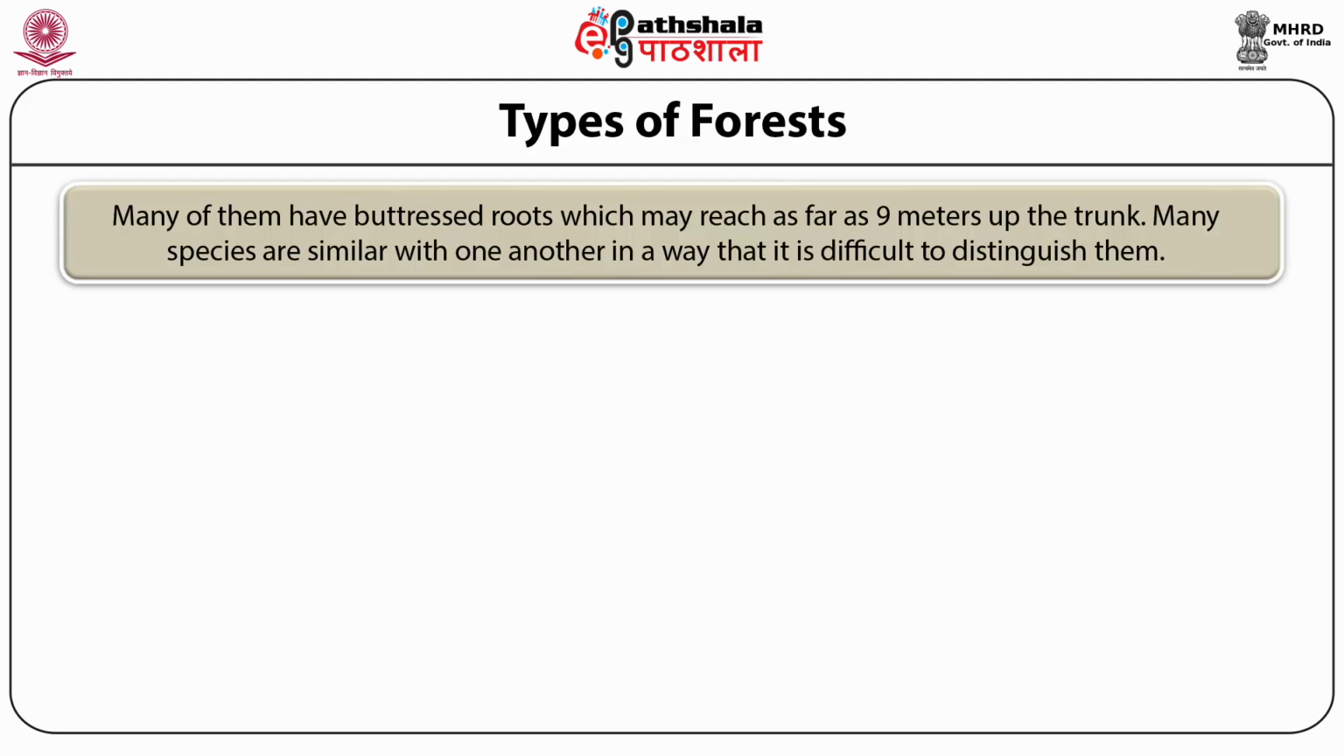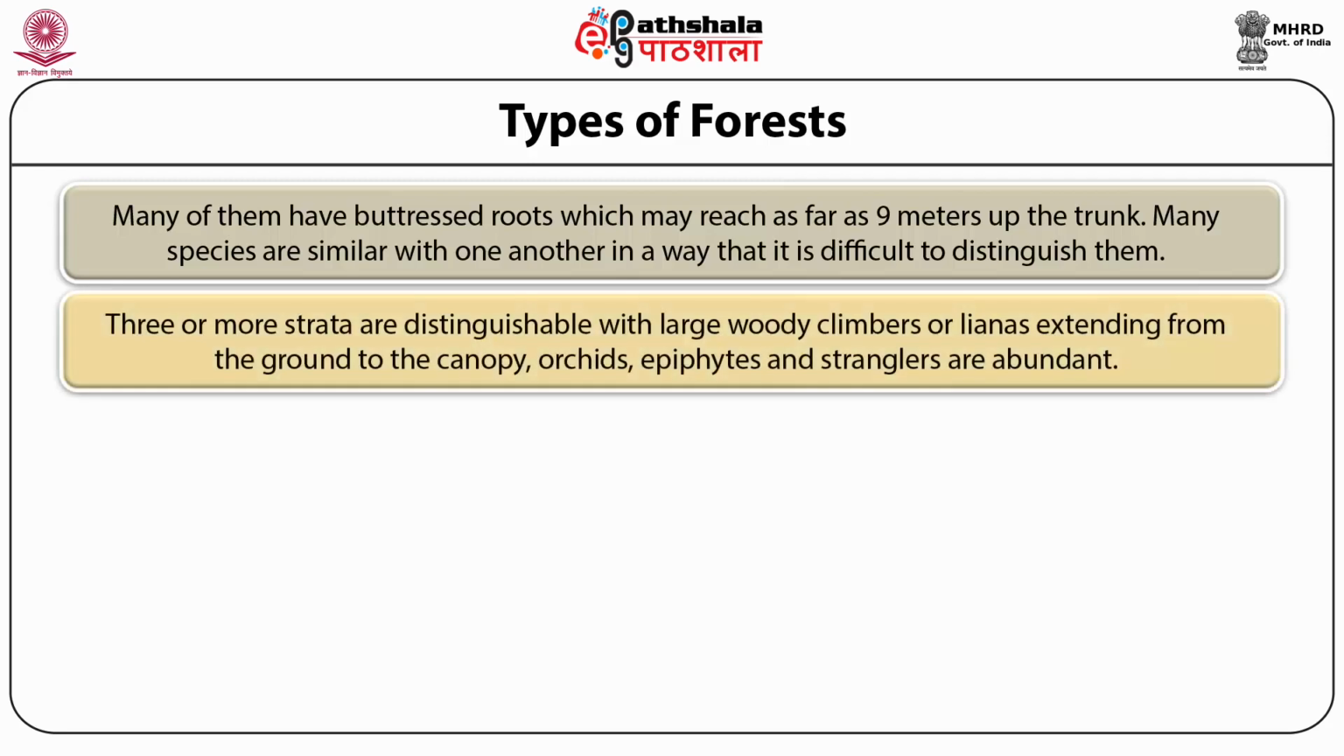Many species are so similar to one another that it is difficult to distinguish them. They have generally similar oval, medium-sized leaves with drip tips. Three or more strata are distinguishable, with large woody climbers or lianas extending from the ground to the canopy. Orchids, epiphytes, and stranglers are abundant.